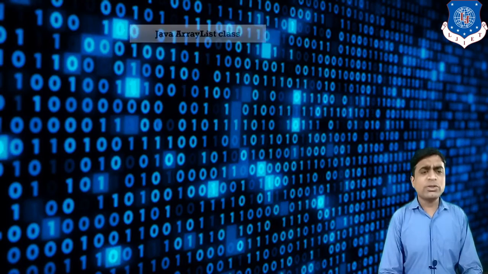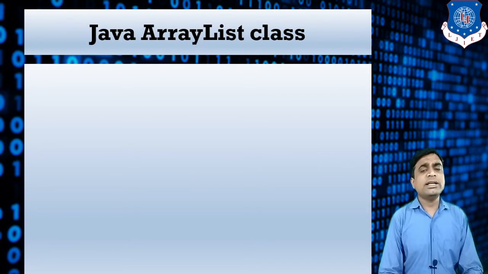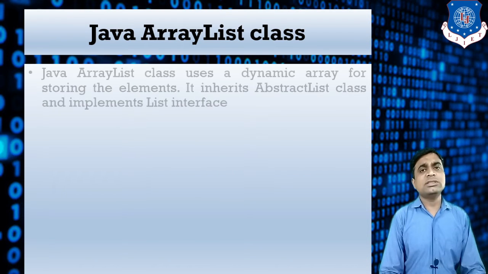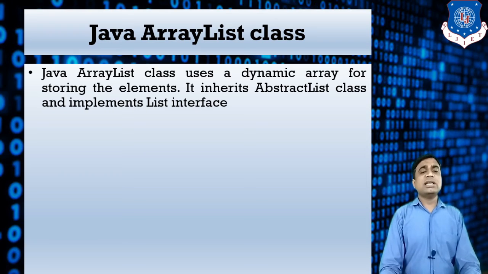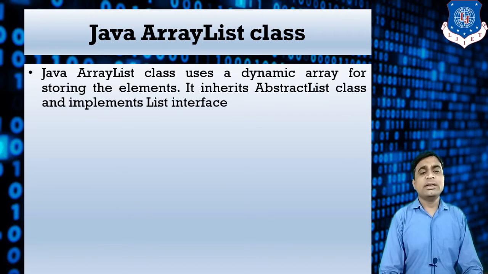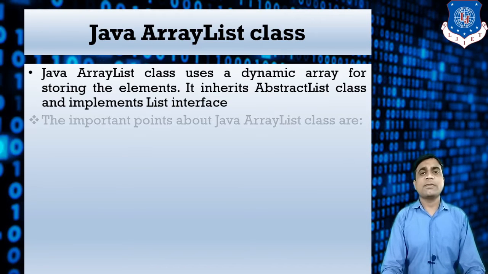Now the next topic for this session is the array list class. Now what is the use of the array list? It is almost similar to an array, but there are some differences between the array list and array. The Java array list class uses a dynamic array for storing elements, and it inherits the abstract list class and implements the list interface.